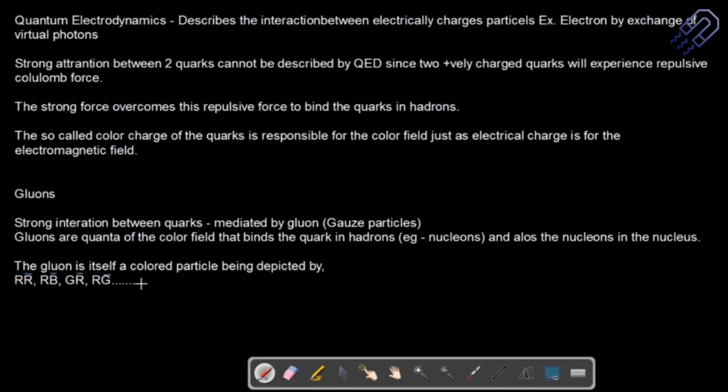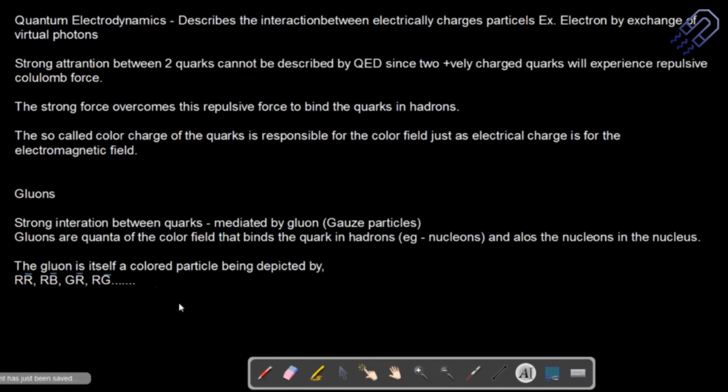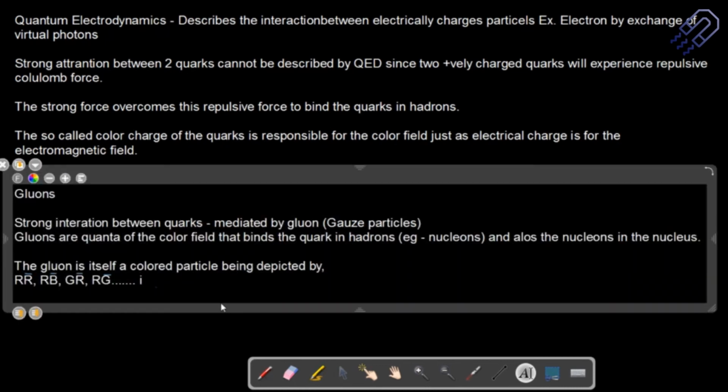If you look into the gluon combination in terms of the color codes, we can say that they are bicolored objects.